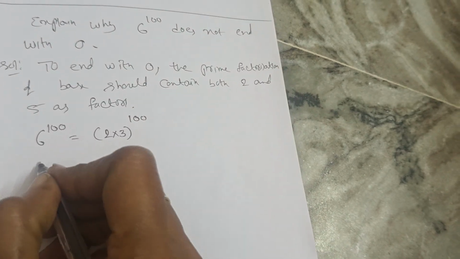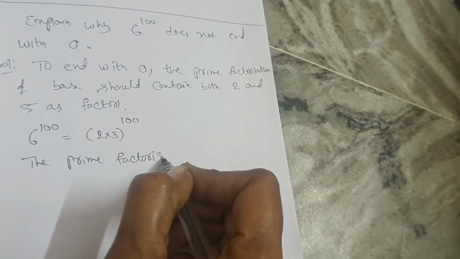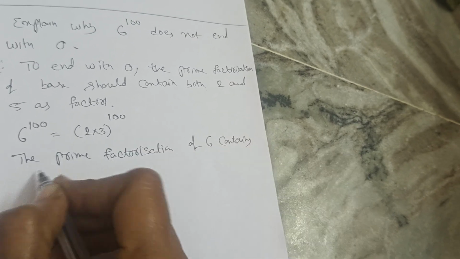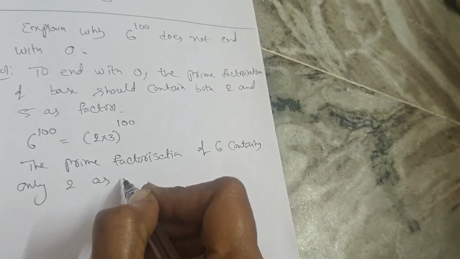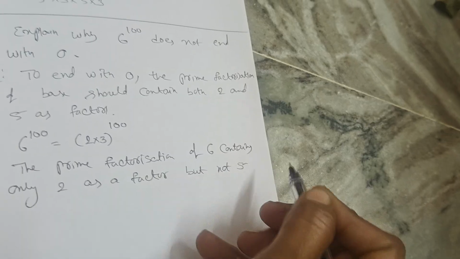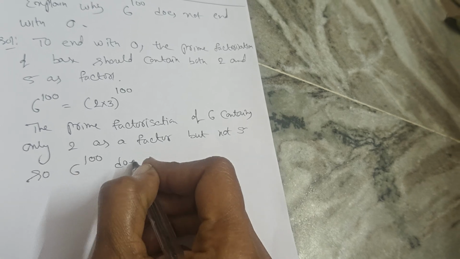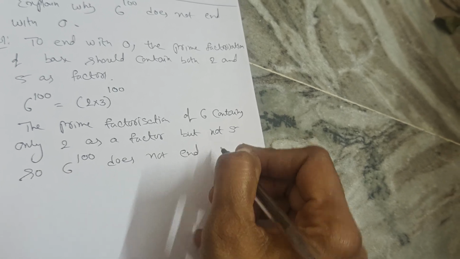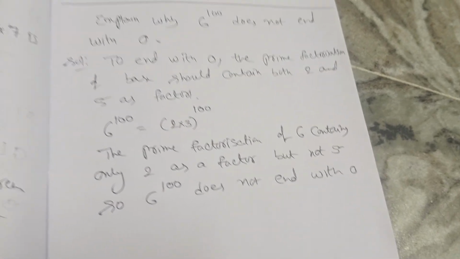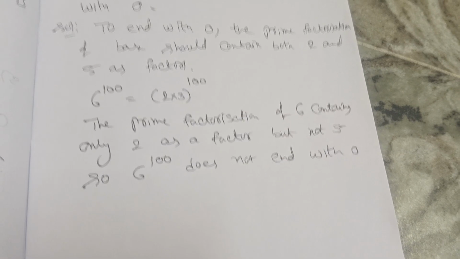So what do we have to write? The prime factorization of 6 contains only 2 as a factor, but not 5. So 6 power 100 does not end with 0. Understood everyone? So here, to end with 0, the prime factorization of the base should contain both 2 and 5 as factors. But here 2 is there, but 5 is not there.